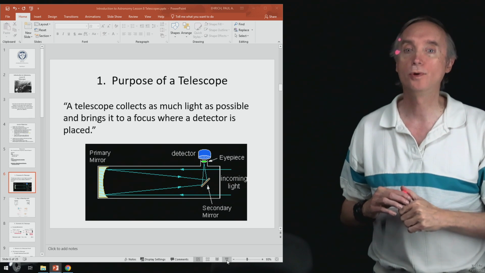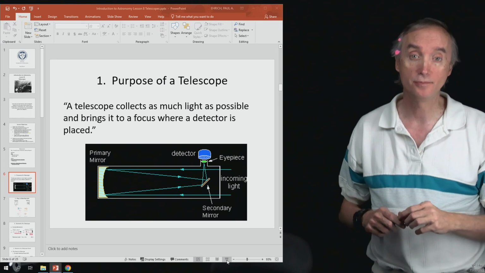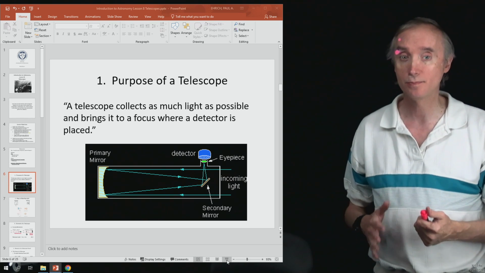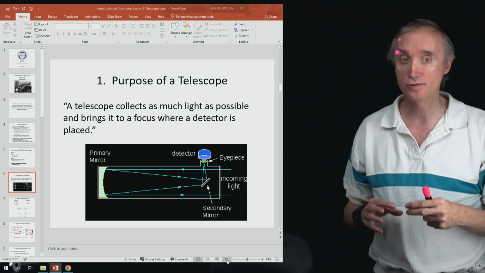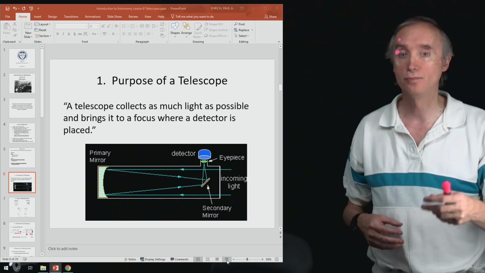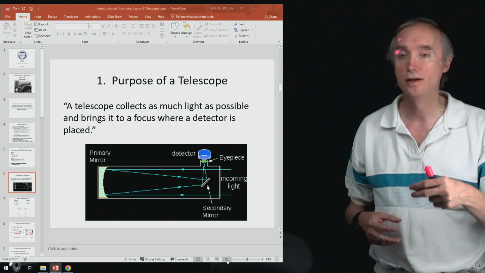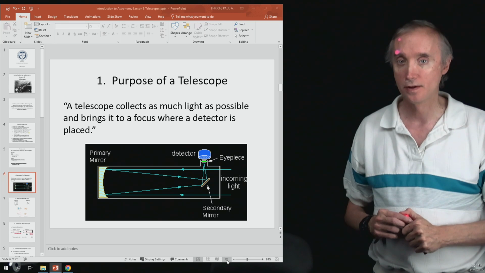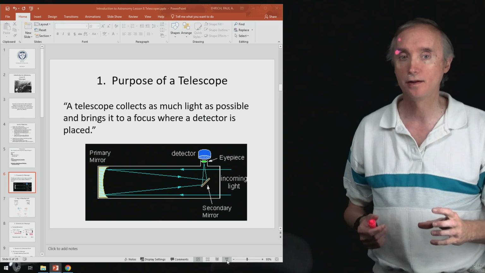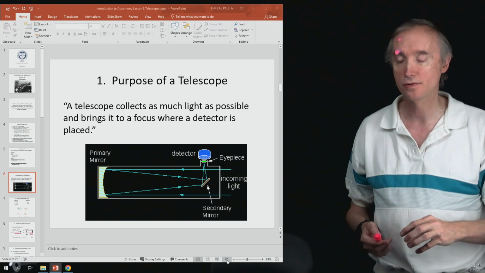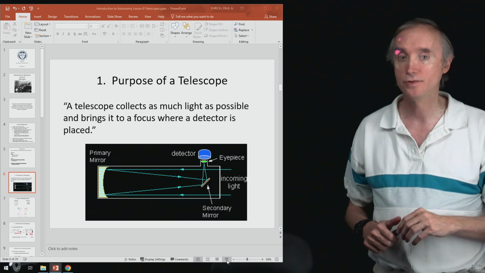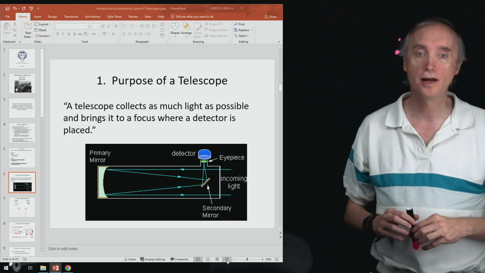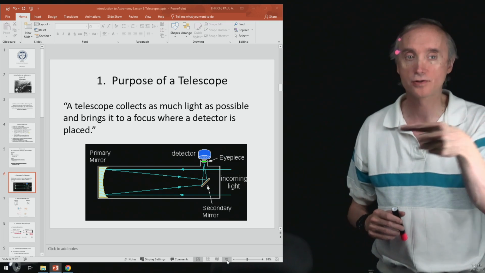Okay, however, what we are interested in is that a telescope collect as much light as possible because stars are very faint. And so the more light coming from that star we can collect, the better the image of that star is going to be. And then we also want to take that light and bring it to a focus where we're going to put a detector.